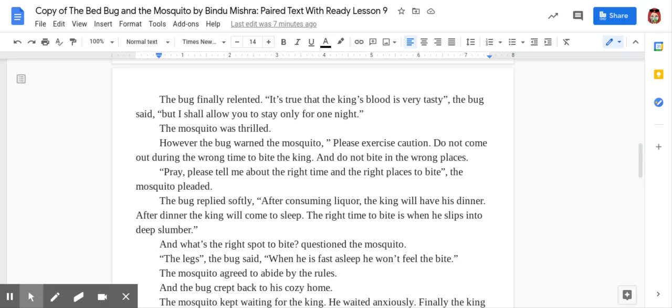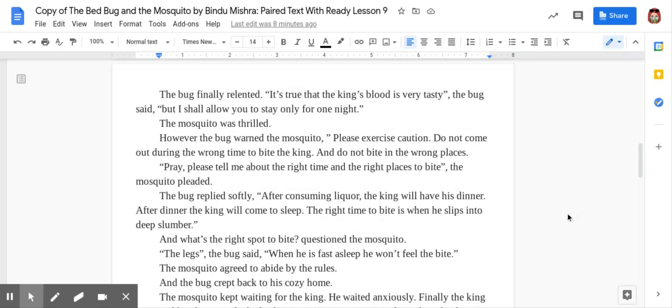"Pray, please tell me about the right time and the right places to bite," the mosquito pleaded. The bug replied softly, "After consuming liquor, the king will have his dinner. After dinner, the king will come to sleep. The right time to bite is when he slips into deep slumber." "And what's the right spot to bite?" questioned the mosquito. "The legs," the bug said. "When he is fast asleep, he won't feel the bite." The mosquito agreed to abide by the rules, and the bug crept back down to his cozy home.